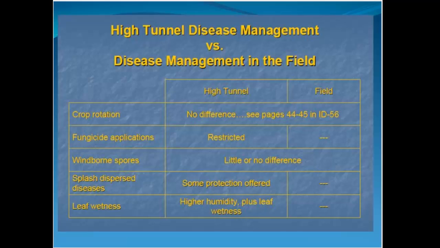And this is a slide that talks about, I think probably most of you have raised things in the field before, and there are some differences between management of disease in a high tunnel versus management of disease in a field environment. This is a slide I borrowed from a presentation that was given by a gentleman from Purdue. Crop rotation, it talks about seeing pages 44 to 45 and ID 56. We're going to look at those in a little bit, and you'll better understand what that means.